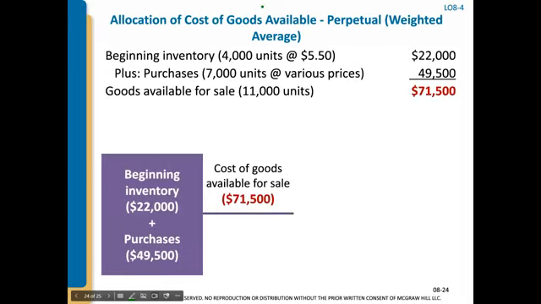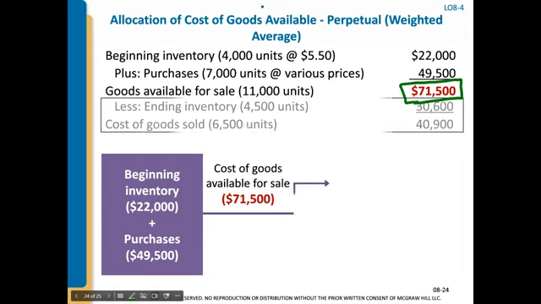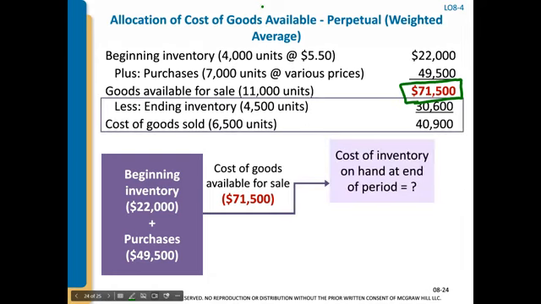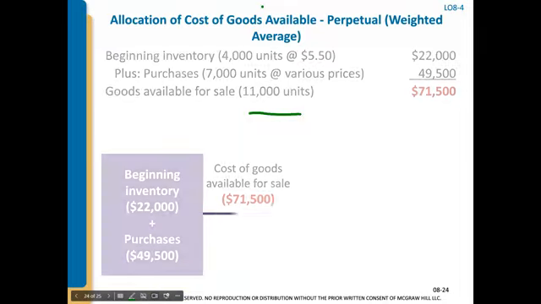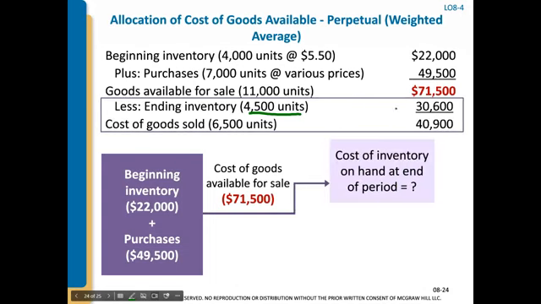So let's just quickly go back to our beginning where our cost of goods available for sale was 71,000, and how are we going to allocate that between our ending inventory and our cost of goods sold? That was the question at the beginning of the video. So we have 4,500 units remaining in our inventory, and here's our 4,500 at 30,600. So that's how I get this number.